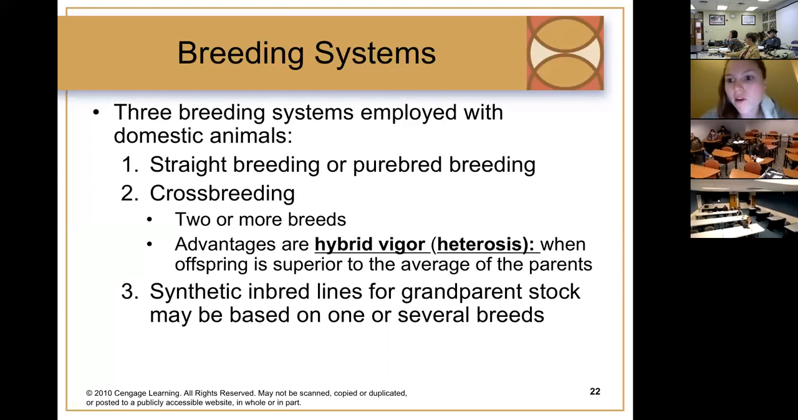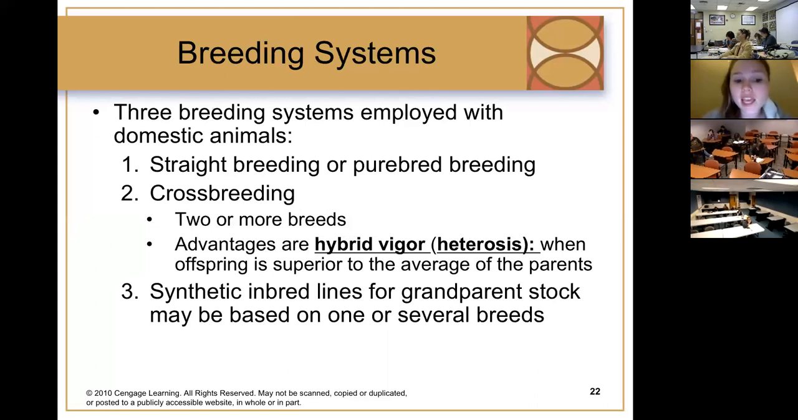A good example of an animal that has hybrid vigor would be, you might remember from section 1, the mule? A cross between a horse and a donkey is your mule. Right. So mules, remember, they're hardier. They have better disease resistance and things like that because they have hybrid vigor. So that's a good example.